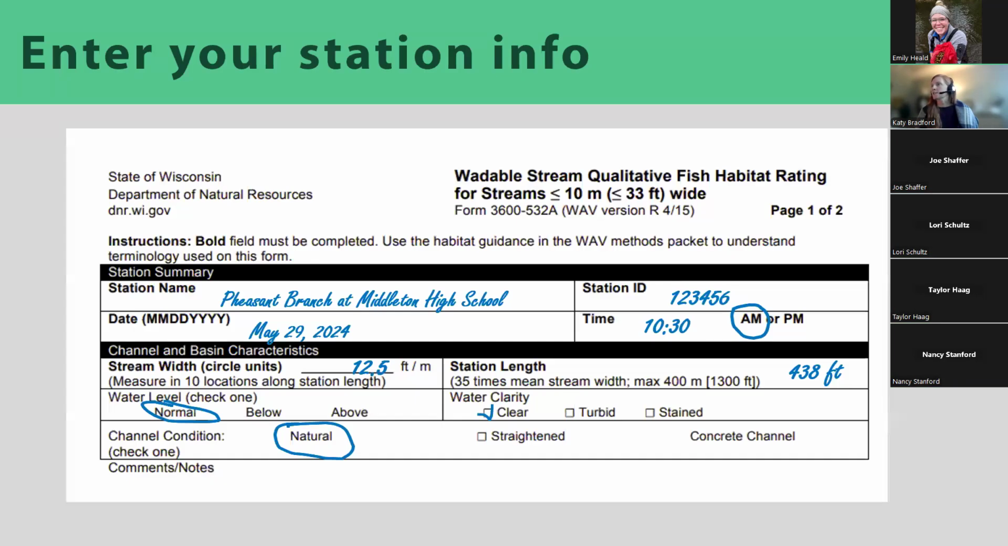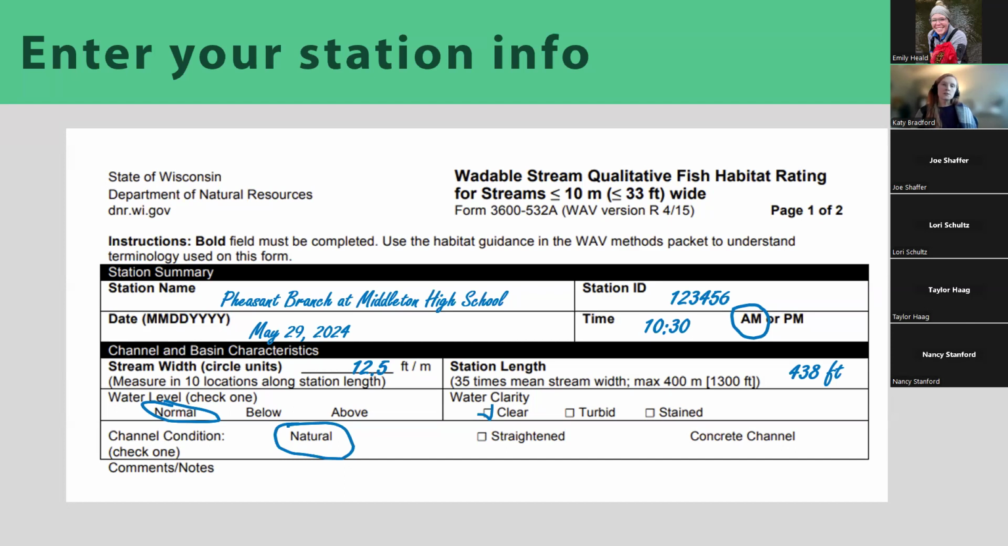So setting up your assessment, we're going to pull out our DNR's qualitative fish habitat form or data sheet. You want to fill in your station name just like you always do in the station ID. That's the main point where you'll be starting your habitat assessment, date and time as well.